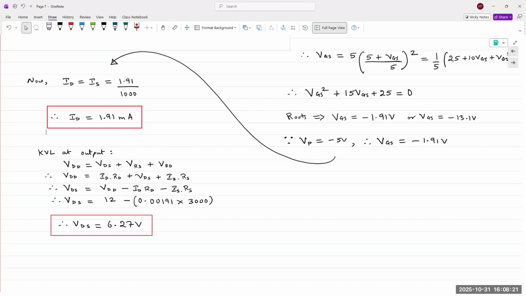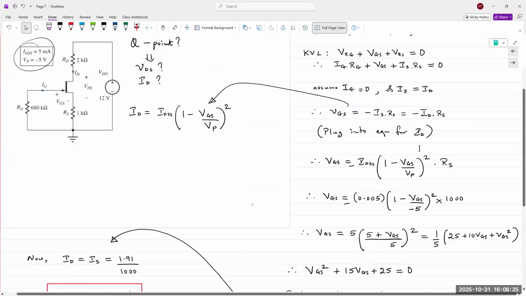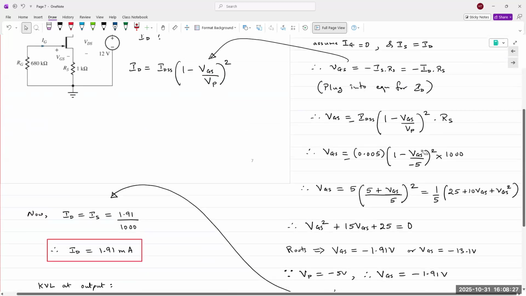Oh, because it's actually not positive. I skipped. Sorry, hold on here. Because VGS is minus ID times RS, so minus 1.91 equals minus, so the minus signs just cancel out. Right here, VGS is minus 1.91 volts.